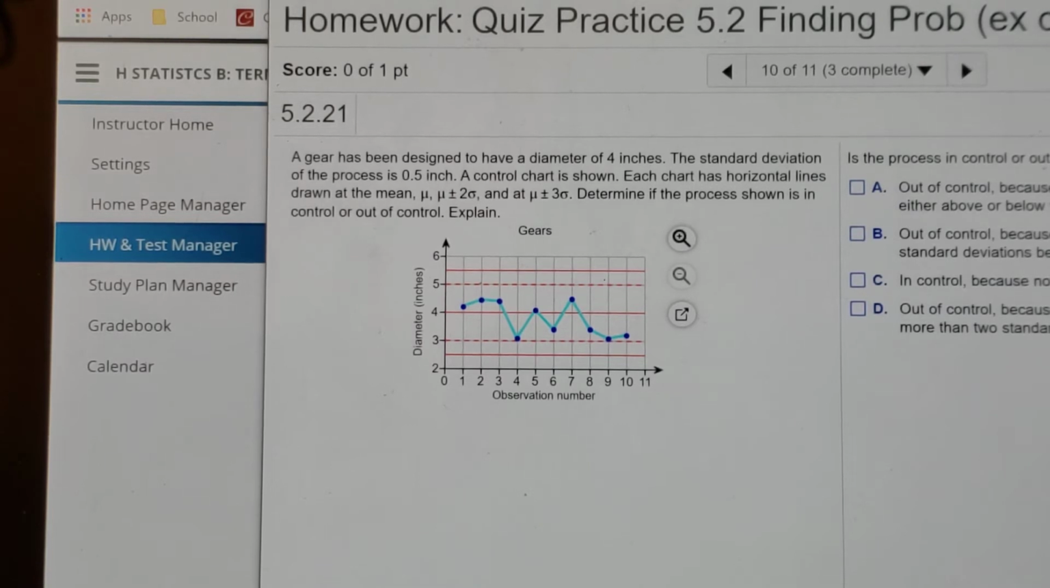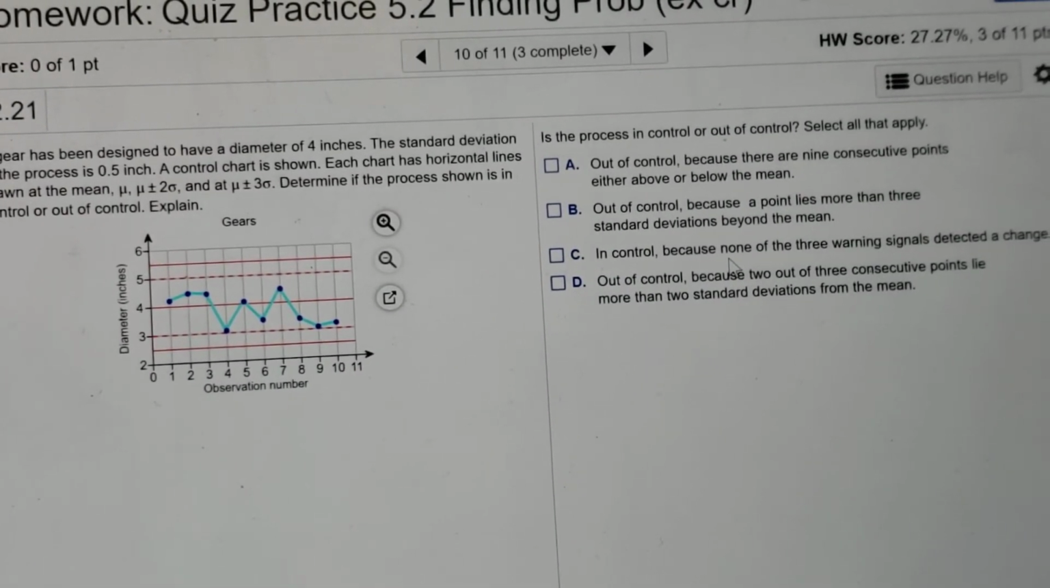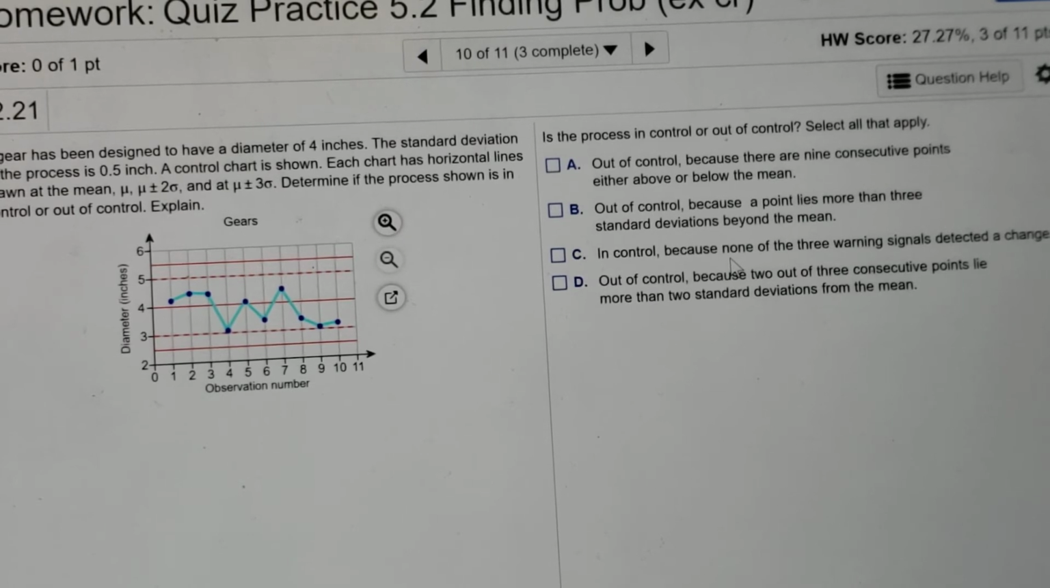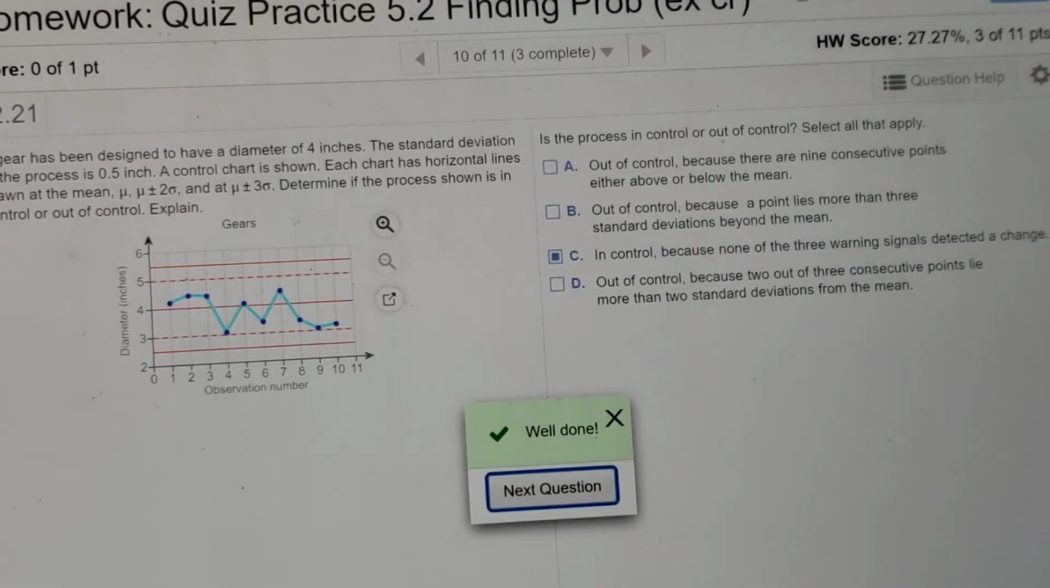3 point lies 3 standard deviations. They give you the conditions right in these answers. Over here, it's kind of cut off a little bit. There you are. In control, none of the 3 warning signs are detected. That's going to be this one. 2 of 3 consecutive points more than 2 standard deviations. That's the dashed line. Check your answer. We're going to be good.